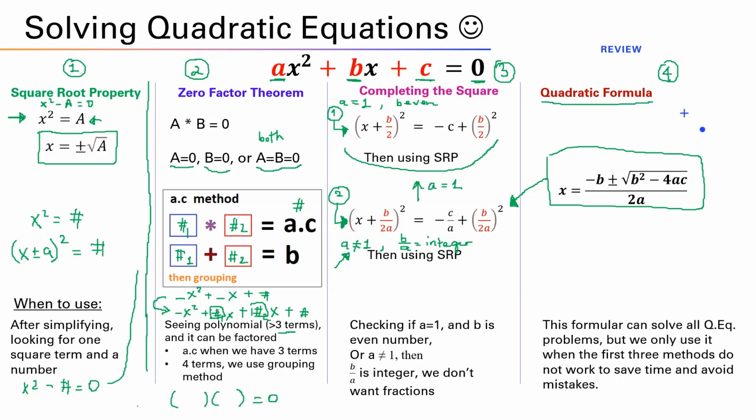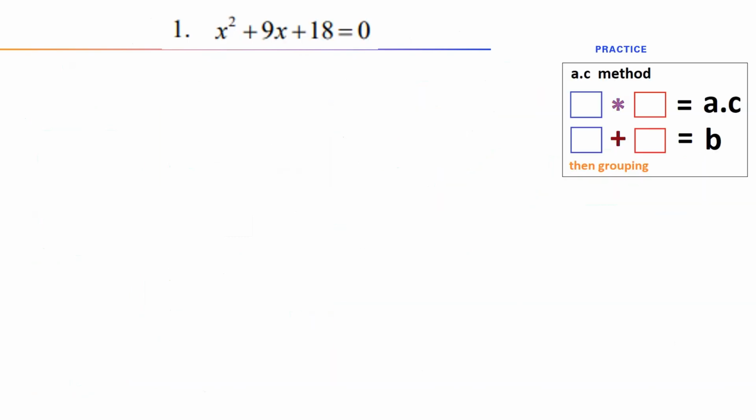Now we can start a few problems to have a better understanding of how to use it. Okay, so for number 1, we check for the square root property. No, right? Because it has 3 different terms.